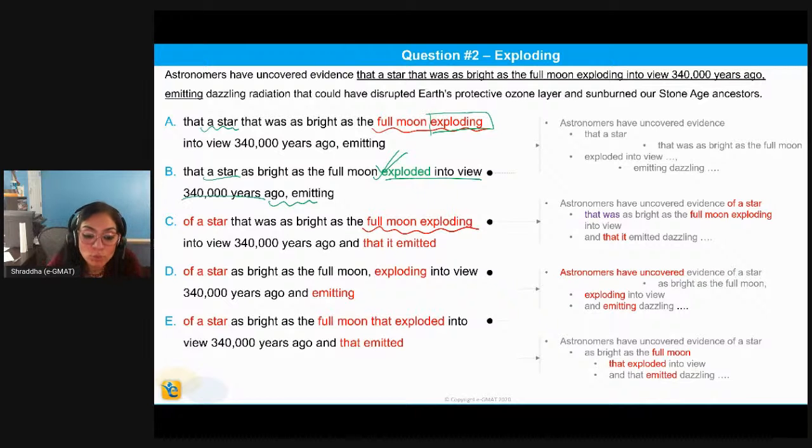"As bright as the full moon that exploded." Now, choice E and choice A, with the usage of "full moon exploding" or "the full moon that exploded," in both cases we have a noun modifier modifying the preceding noun, which is full moon, and we have already seen that this modification is absolutely incorrect. Also, choice E says that it is the full moon that emitted the dazzling radiation, which is again incorrect. So it's only choice B that is the correct answer.